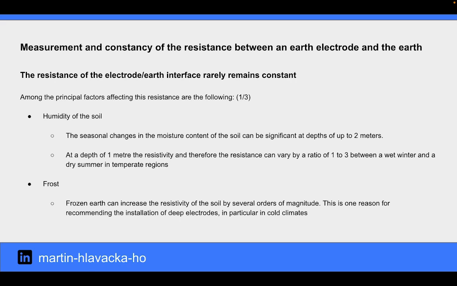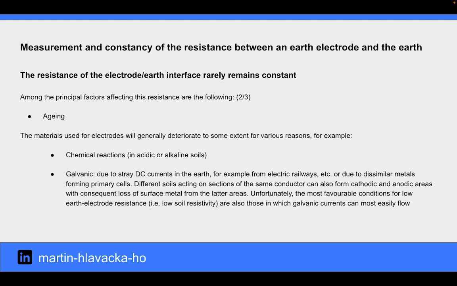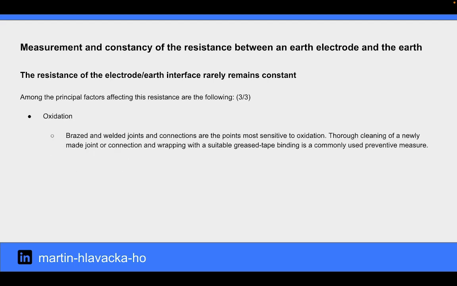Measurement and constancy of the resistance between an earth electrode and the earth. The resistance of the electrode-earth interface rarely remains constant. Among the principal factors affecting this resistance are humidity of the soil, frost, aging, and oxidation.